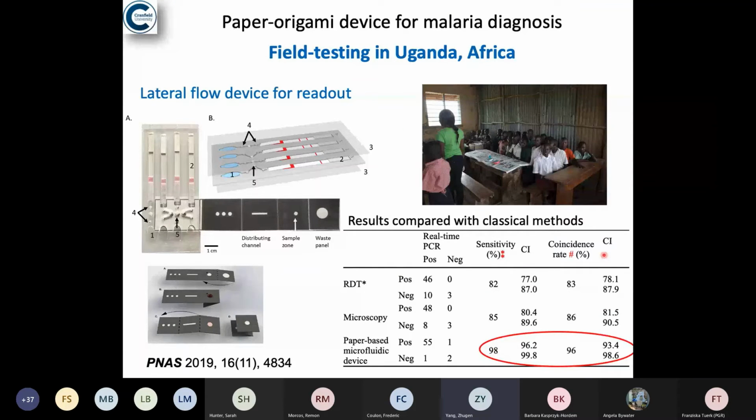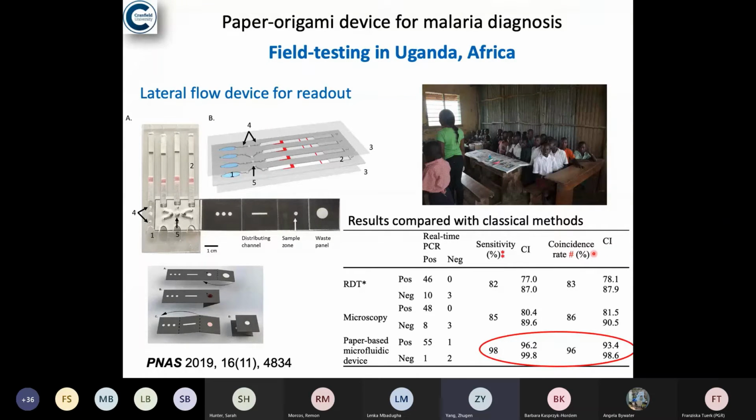Inspired by the success of the field testing, we tried to extend this application to more diagnostics. Working with colleagues at Glasgow University, we further developed this technology by changing the readout from colorimetric detection to a lateral flow device, particularly for biomedical diagnostic applications. Here I give you a very quick impression of yes or no signals.